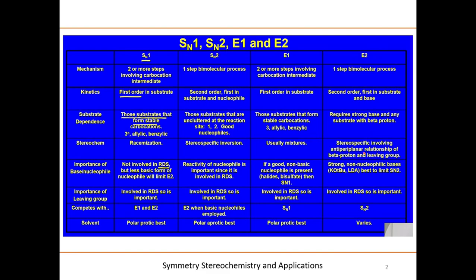If we talk about stereochemistry, it is a stereospecific reaction, with an anti-periplanar relationship of the beta proton and the leaving group. We will do the examples.